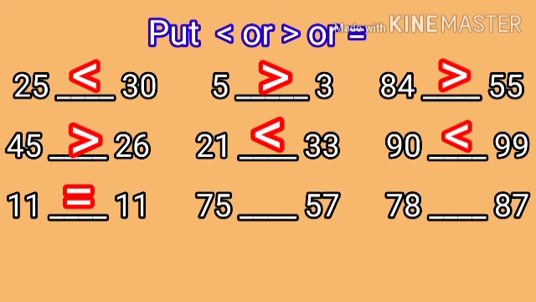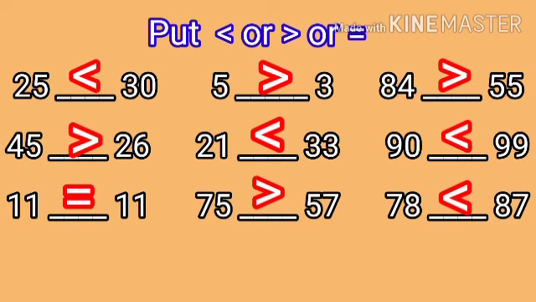The next pair consists of 75 and 57. Here 75 is the bigger number and 57 is the smaller number. Now we are comparing a bigger number with a smaller number. So we should use the greater than symbol. The next pair has 78 and 87. Here also 78 is the smaller number and 87 is the bigger number. So we should use the less than symbol to compare these numbers.